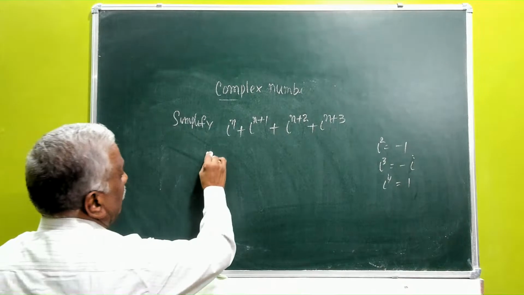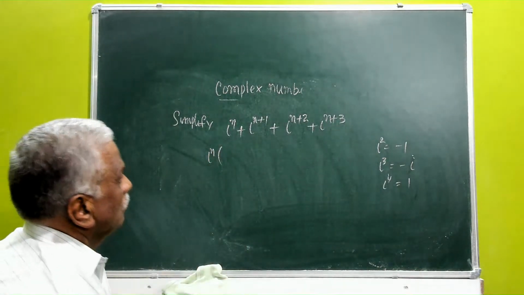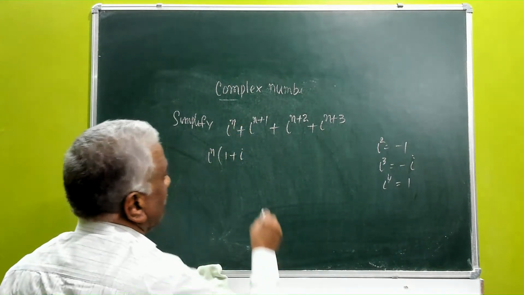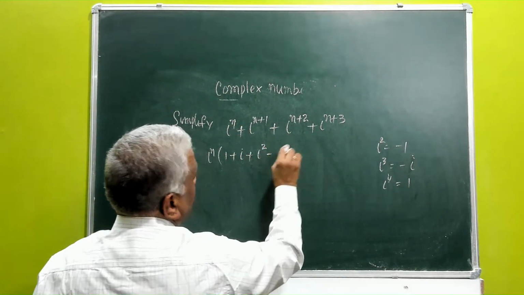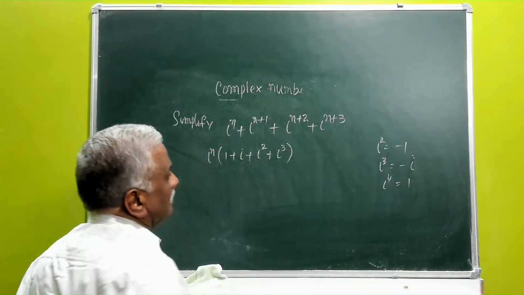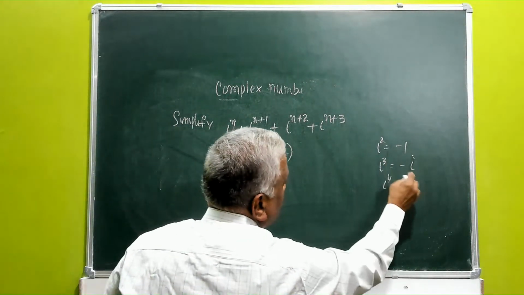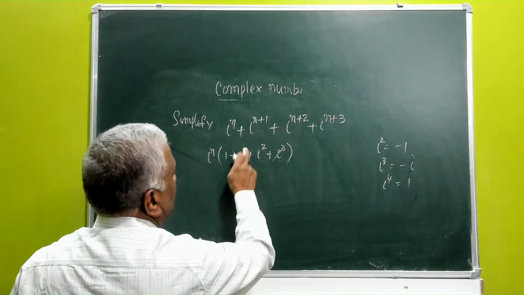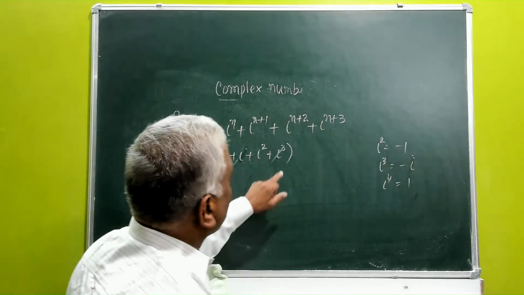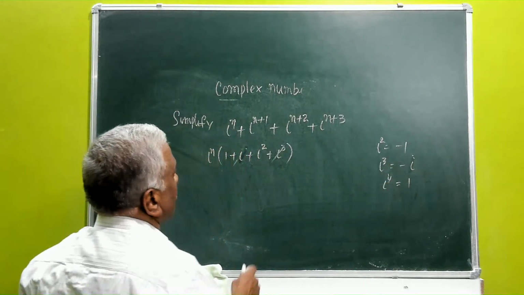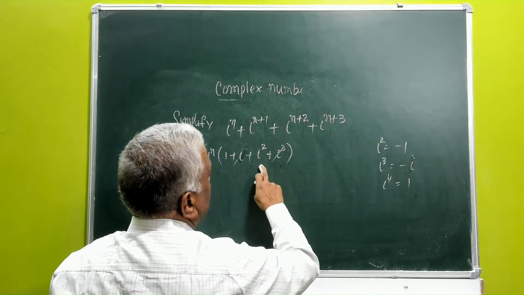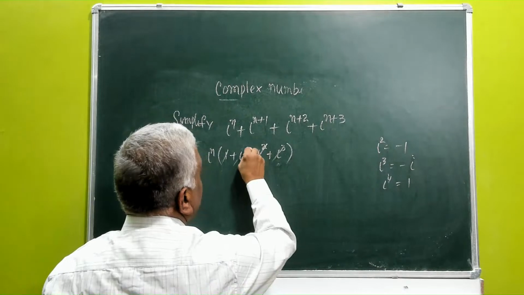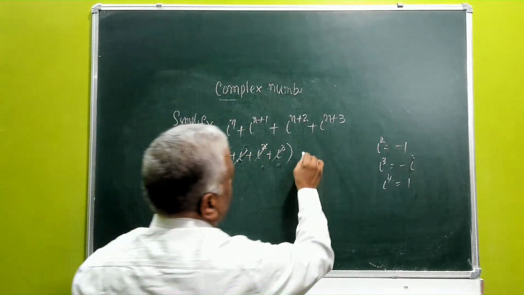So what we can do, we can take out i to the power of n common. What do I get? I get 1. Then I get i, then I get i square, then I get i cube. i cube is minus i and i square is minus 1. Minus 1 and plus 1 cancels. And i cube is minus i, therefore i and i cube will cancel. You get the answer 0.